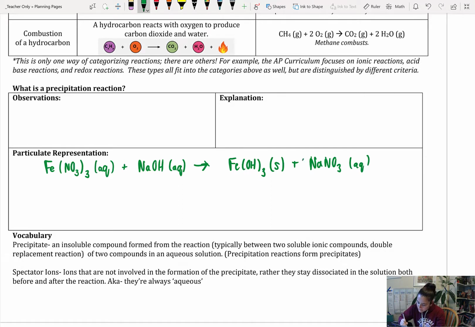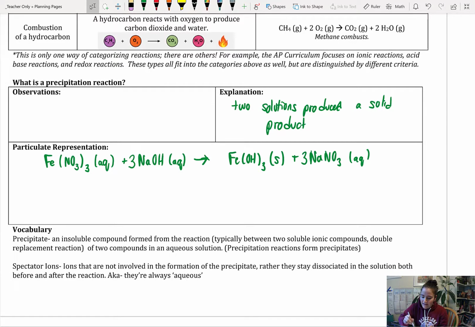Okay, so let me just go ahead and balance this reaction real quick. And what was going on was two solutions produced a solid product. Okay, this is called a precipitation reaction.